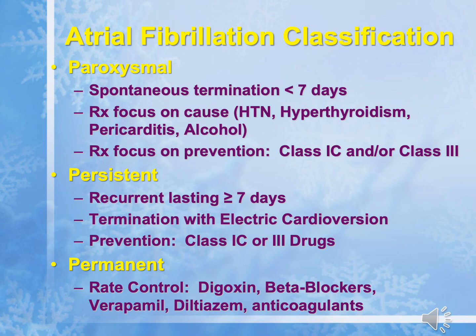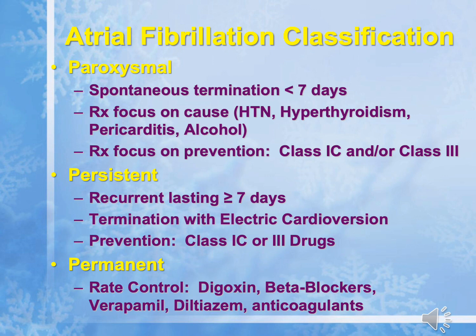Some further points as far as treatment of atrial fibrillation. If this is paroxysmal atrial fibrillation with spontaneous termination in less than 7 days, the treatment focus is on the cause, as you can see here, hypertension or hyperthyroidism particularly. The treatment for paroxysmal atrial fibrillation is class 1C or class 3 antiarrhythmic medications, which you can see at the end of this lecture as an appendix. If the atrial fibrillation is persistent and lasts longer than 7 days, this may require termination with electric cardioversion, and then use of class 1C or 3 drugs for prevention of recurrence.